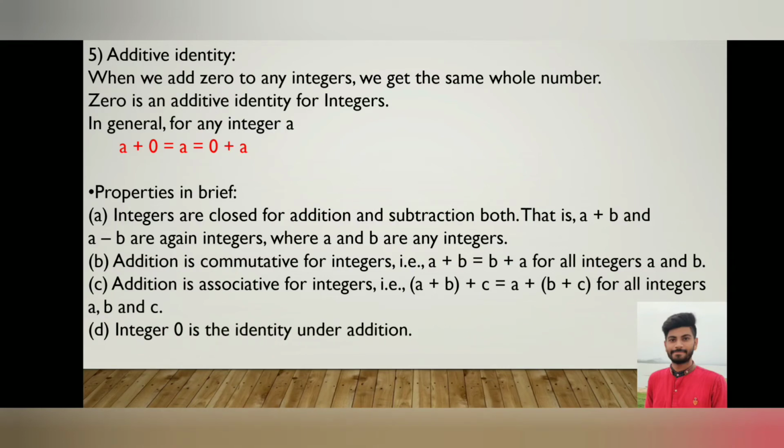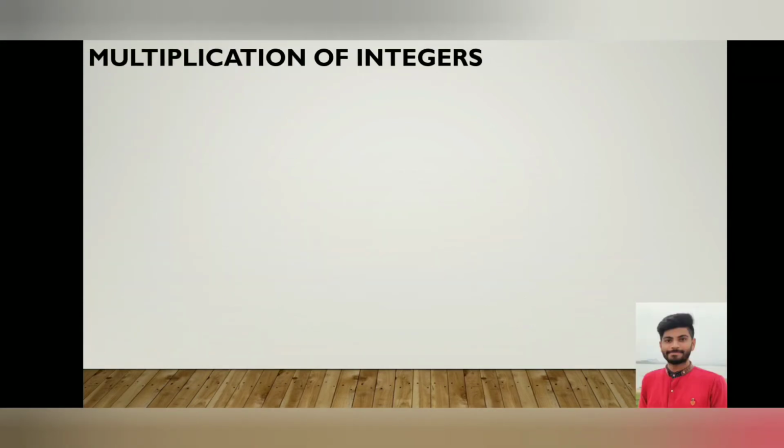Now integer 0 is the identity under addition, which means 0 is the additive identity. That is, a plus 0 is equal to 0 plus a is equal to a for every integer a. We can take any integer instead of a. We will get the same answer by adding 0. Okay, let's see now. Next topic, that is multiplication of integers.